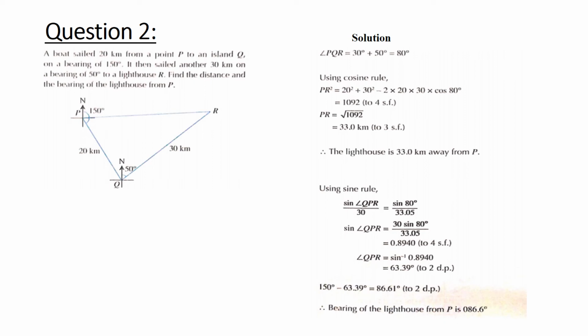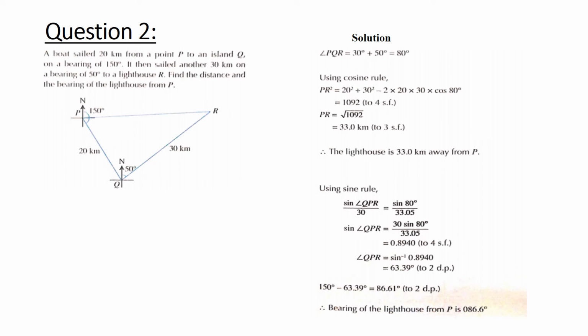So you can easily find out the length PR with the help of law of cosine. PR square will be equals to 20 square plus 30 square minus 2 times 20 into 30 into cos 80 degree. Calculate it with the help of calculator, and finally you will get the length PR equals to 33 km to 3 significant figures. Therefore the lighthouse is 33 km away from P.